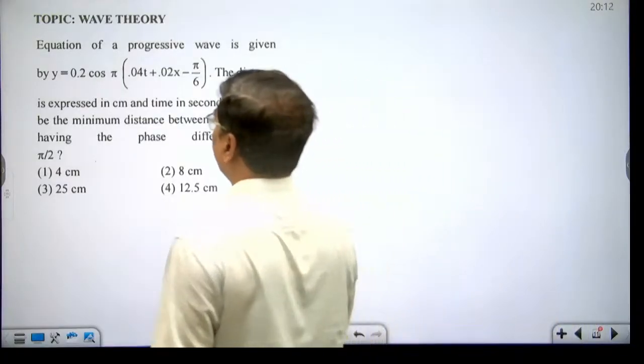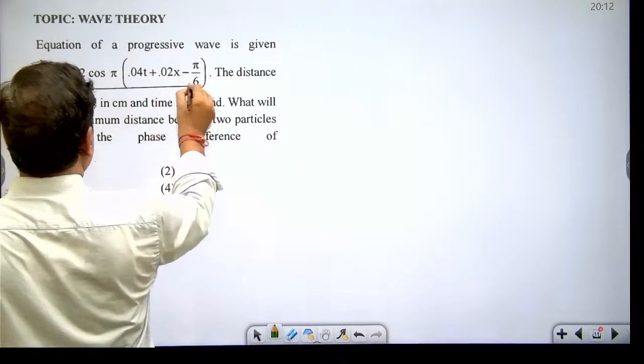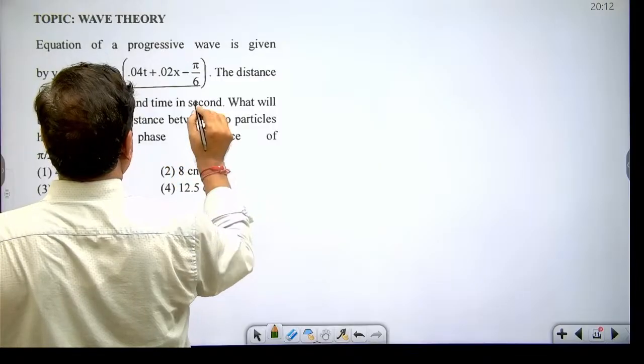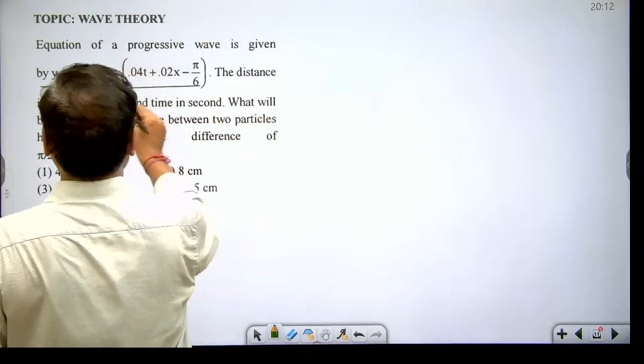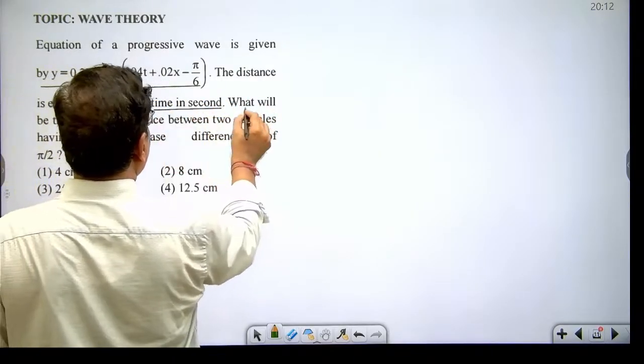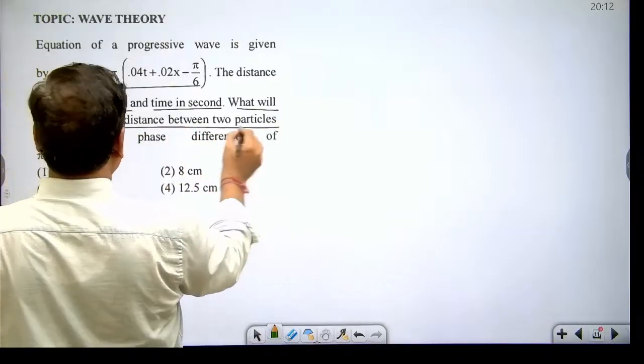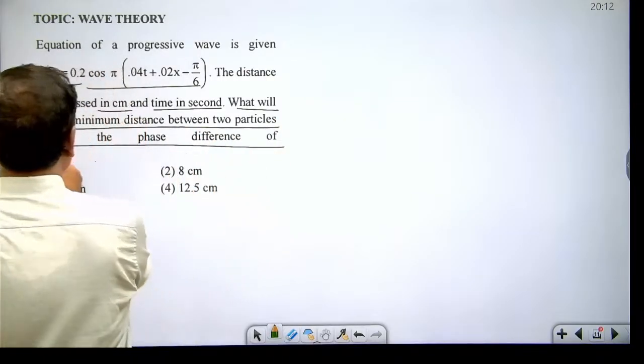Equation of a progressive wave is given by y equal to 0.2 cos pi (0.04t + 0.02x) minus pi by 6. The distance is expressed in centimeter and time in second. What will be the minimum distance between two particles having a phase difference of pi by 2?